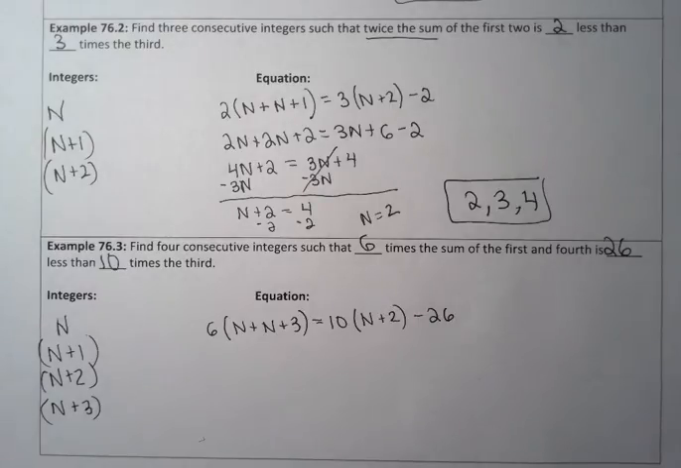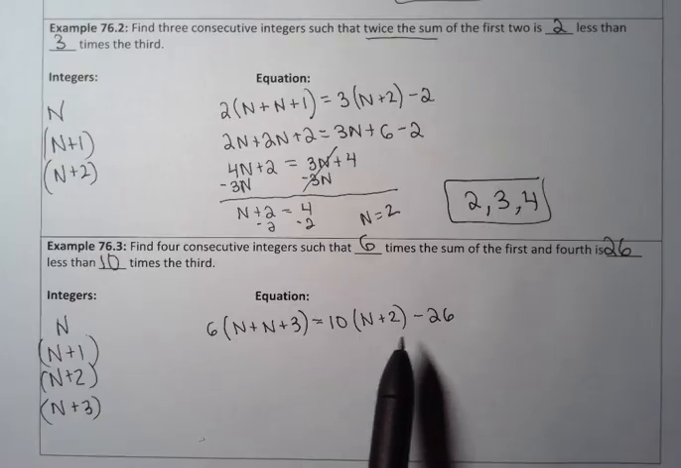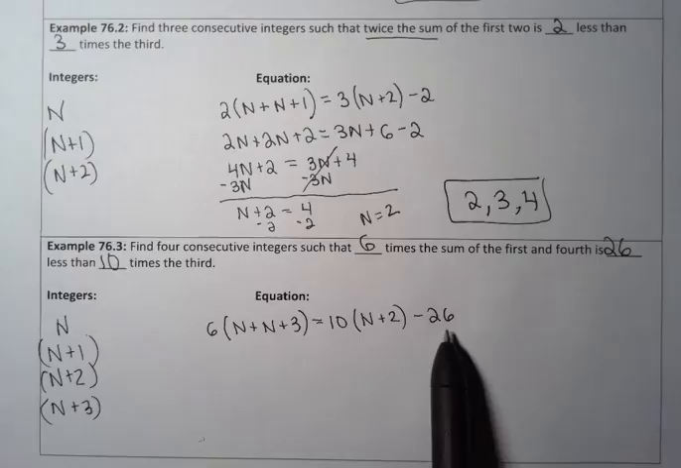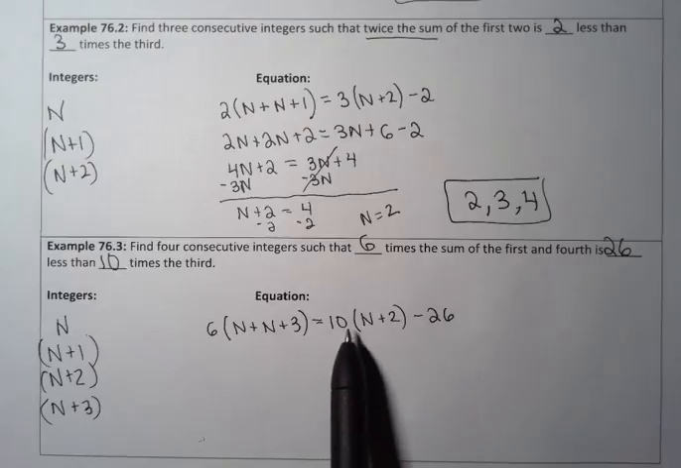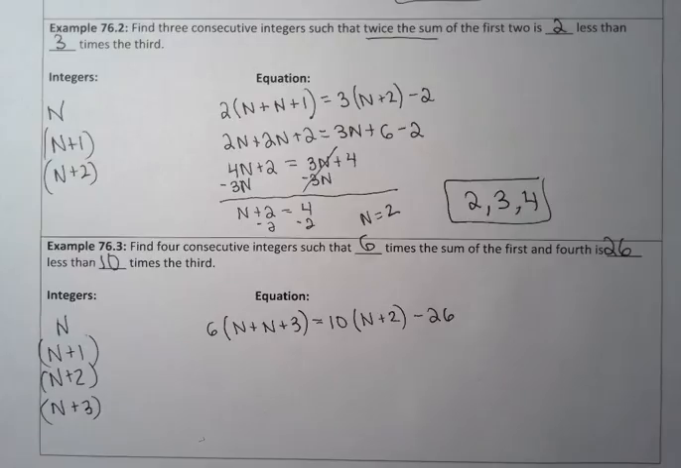So if you set up the equation correctly, you would have 6 times the sum of the first and the fourth, so 6 times n is the first and n plus 3 is the fourth, is 26 less, so I have negative 26 on the other side, than 10 times the third. So I have this equation. Now all I have to do is distribute, combine like terms, and solve for n. So go ahead and try that on your own as well.